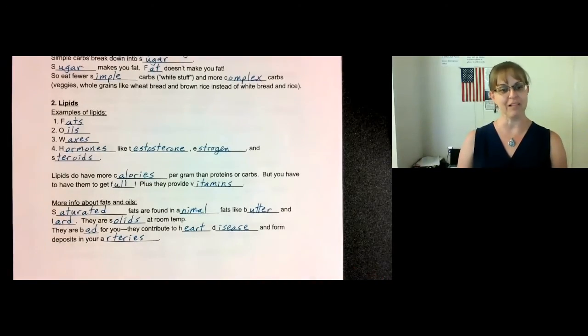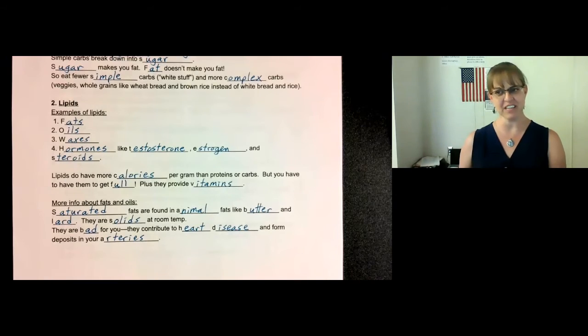Next, we're going to learn about lipids. Examples of lipids include fats, oils, waxes, and hormones. Hormones can be either lipids or proteins. So the hormones that are lipids include testosterone, estrogen, and steroids. Now, lipids do have more calories per gram than protein or carbohydrates. That's why people think fat, which is a lipid, makes people fat.